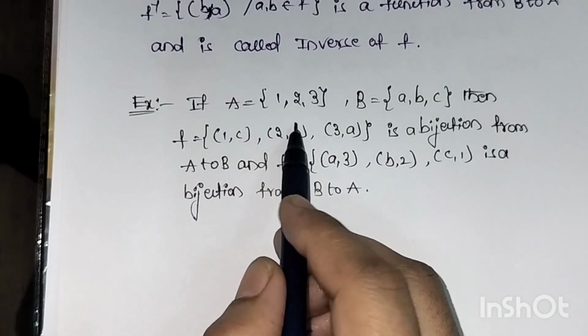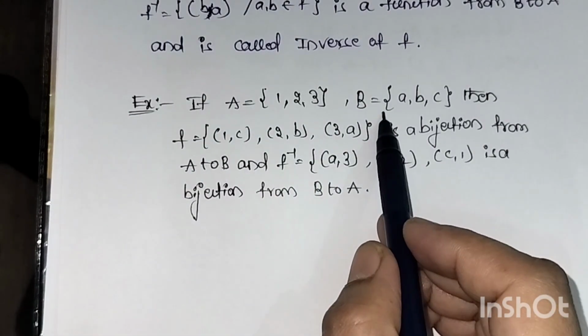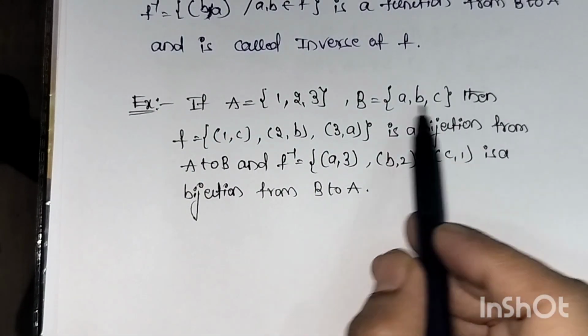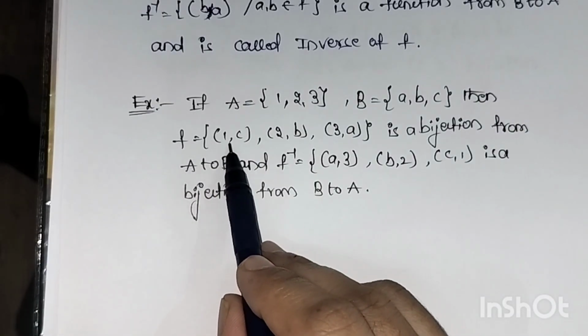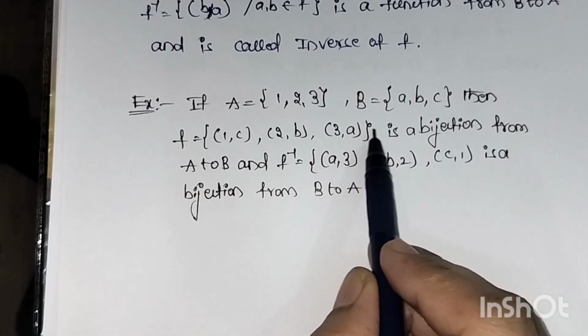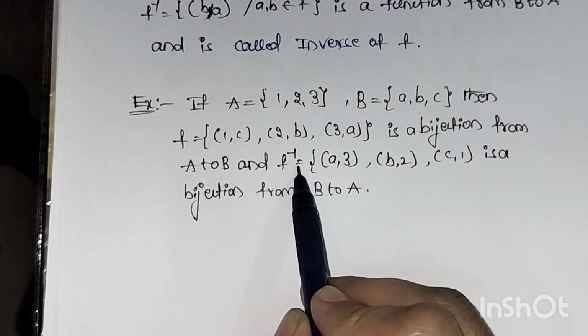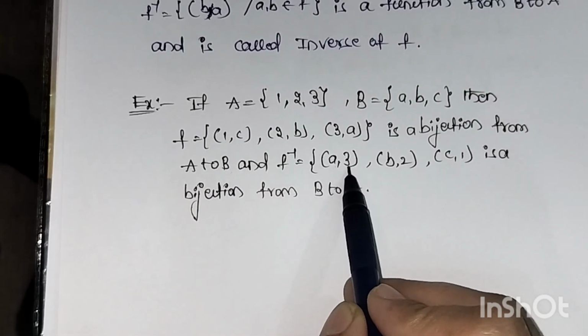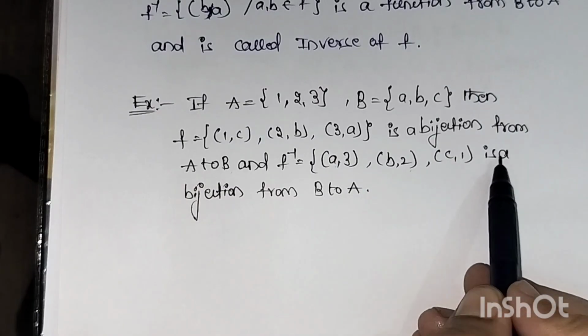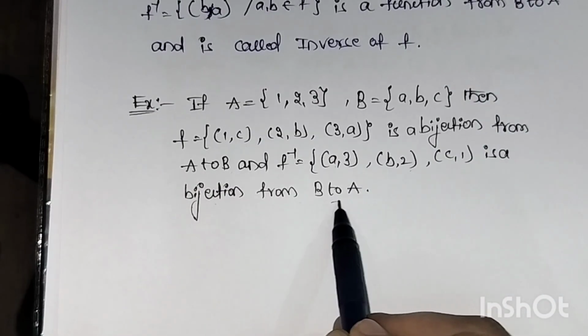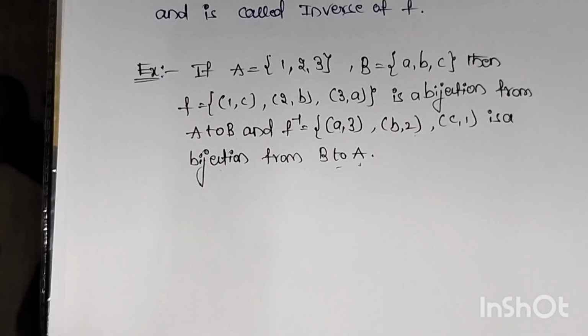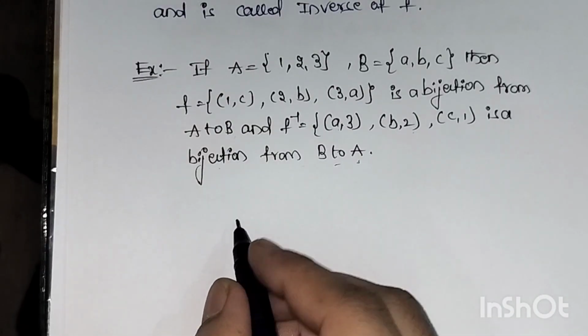If A is equal to {1, 2, 3}, B is equal to {a, b, c}, then f is equal to {(1, c), (2, b), (3, a)}, a bijection from A to B, and f inverse is equal to {(a, 3), (b, 2), (c, 1)}, a bijection from B to A. Take two sets A and B.